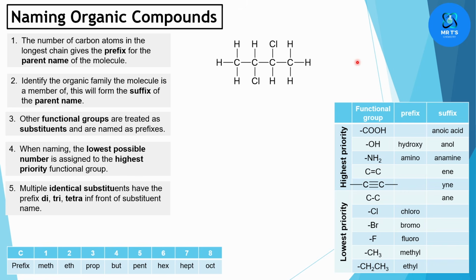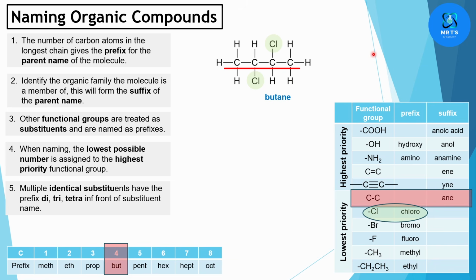We can see that it is 4 carbons long, so it's going to have the prefix but for the parent part of its name. It has 2 different functional groups, substituents, coming off the 2 carbons in the middle. And remember, they're called chloro. It has no other functional groups that change its suffix, so it's going to have the parent name butane. Now, we might write this, we might go 1, 2, 3 and call it 2-chloro, 3-chlorobutane. But chemists think that's kind of clumsy.